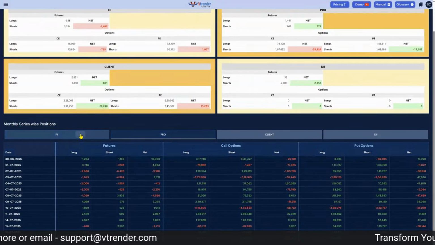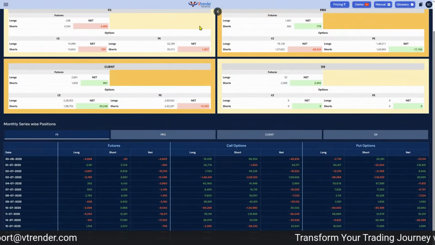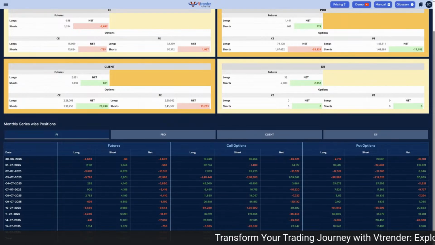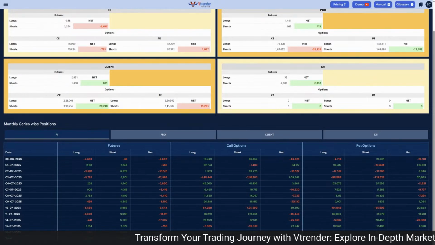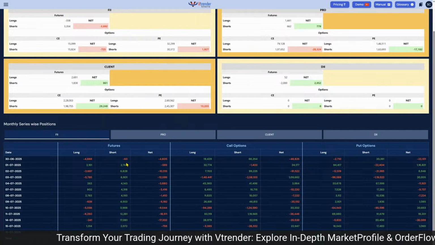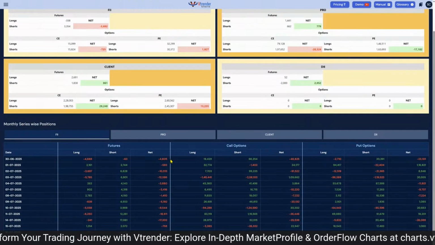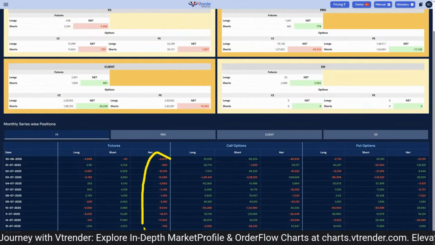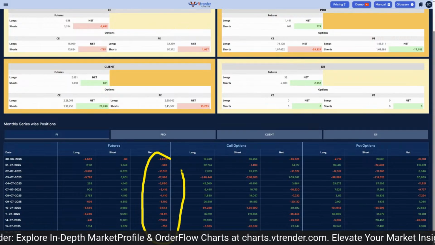Just to understand what I said at the start of the session, if you look at what the FIs are doing in the option market, and I know a lot of new traders tend to follow the FI work, but these are contracts. So these are contracts, not value. So this is the number of contracts traded.